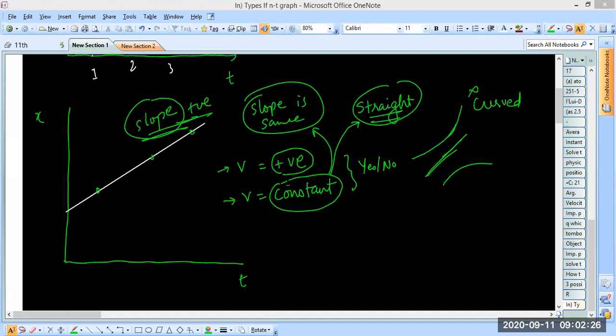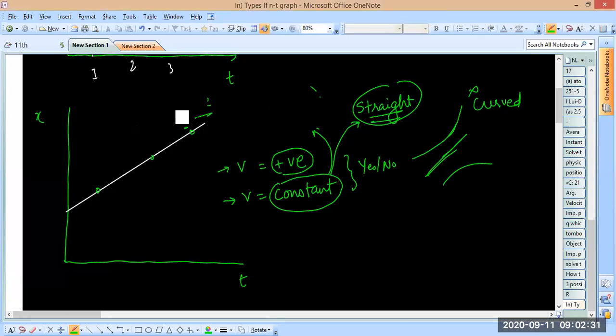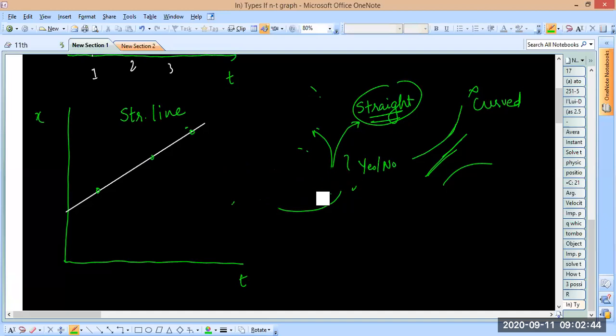All right. So the important thing here is to remember this. Because this graph is a straight line, that's why here the velocity is constant. Because it's a straight line, velocity is constant. Because the line is climbing up on the right side, or you could say the slope of the tangent is positive, the velocity is positive.